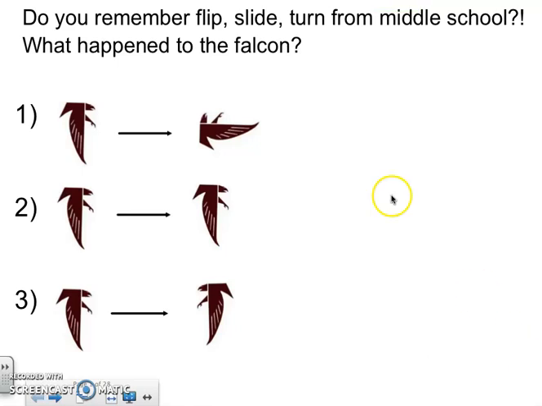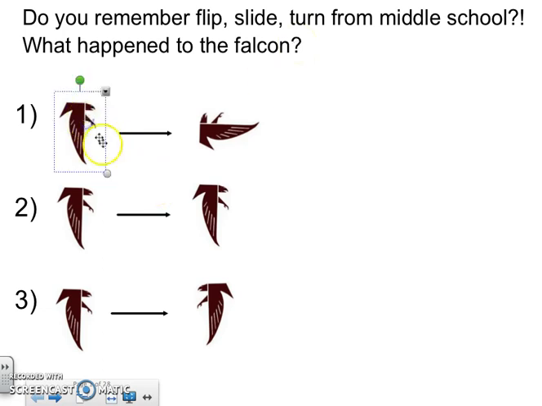Okie doke, so in this video we are gonna go back to hopefully middle school and talk about flip, slide, turn, but we're gonna give it some new fancy vocabulary words, okay? So look at the Fulton Falcon. We're gonna see whether it flipped, whether it took a slide, or whether it took a turn.